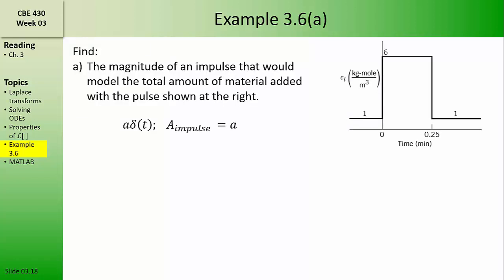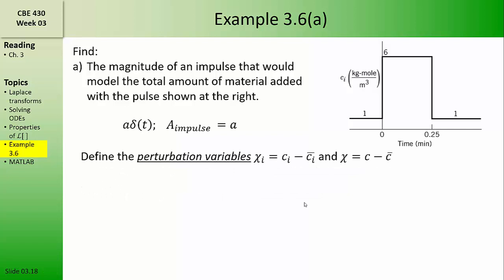First, we'll find the magnitude of an impulse that would model the total amount of material added with the pulse shown at the right. This pulse begins from 1, goes up to 6, and then comes back down to 1. And we want to know the total amount of material added during this rectangular pulse input. That is, what's the area under this curve? So that we can choose the right value for the magnitude of our model impulse.